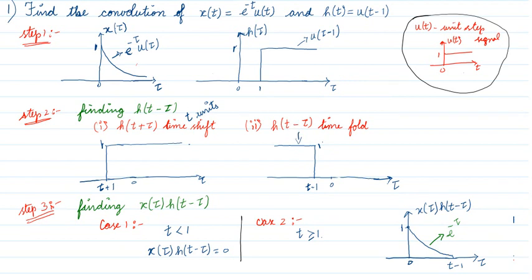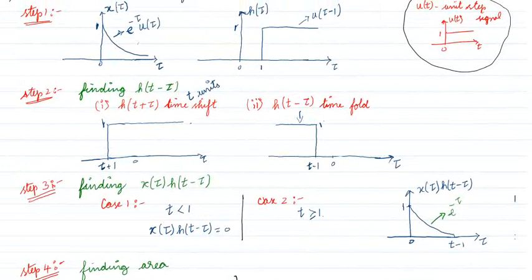Now what you have to do is multiply x of tau with h of t minus tau. That's the third step. Okay. Now you have to see that for the multiplication, you have to change the t value, right? For various values of t, you have to do it.